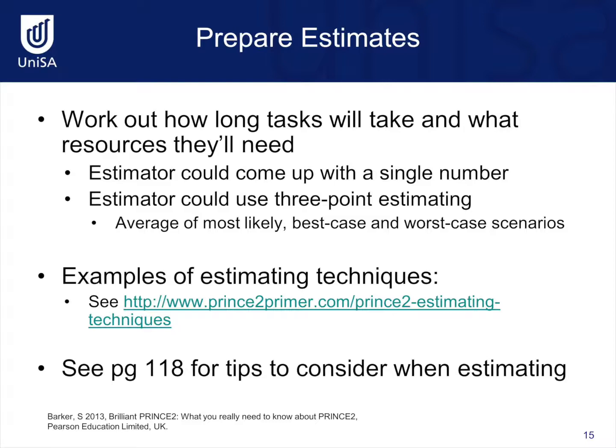Sometimes estimators can use a single number. Sometimes estimators can use a 3-point estimating technique, where they look at the best case scenario and the worst case scenario, and they average it out to give the most likely scenario. There are also a number of other estimating techniques which can be viewed at the link provided. Page 118 of the textbook also provides some tips to consider when estimating.